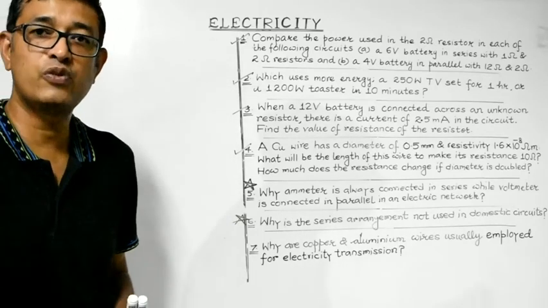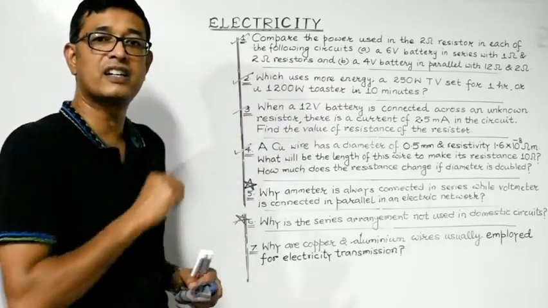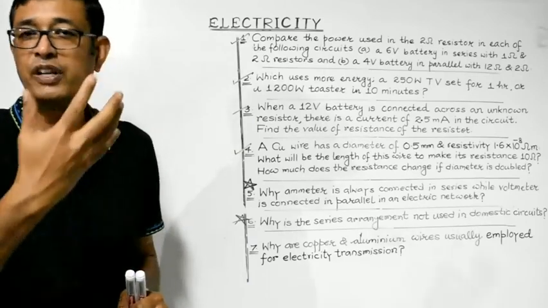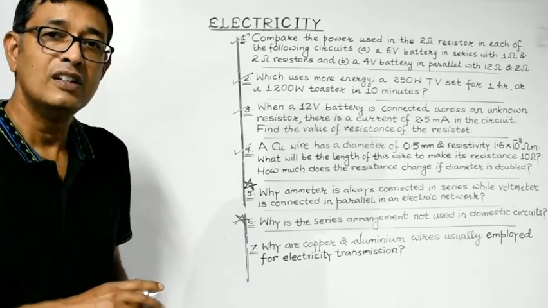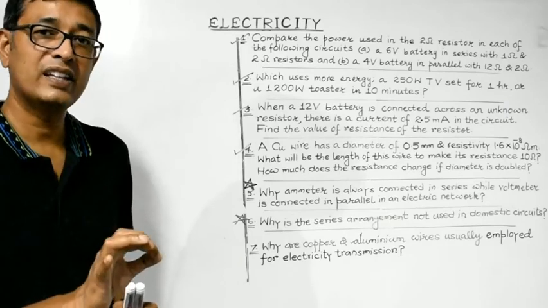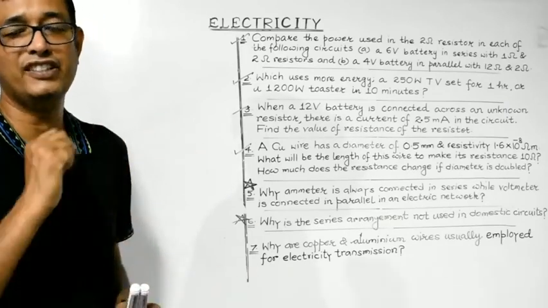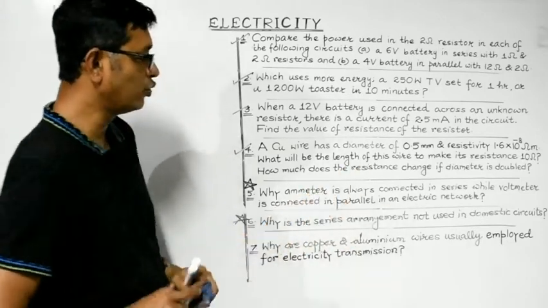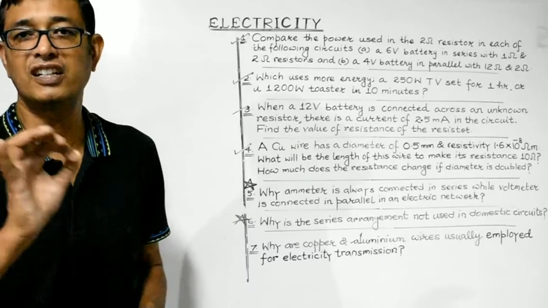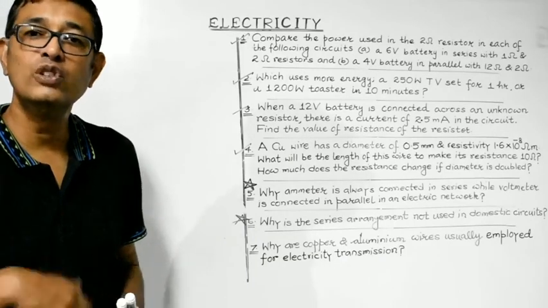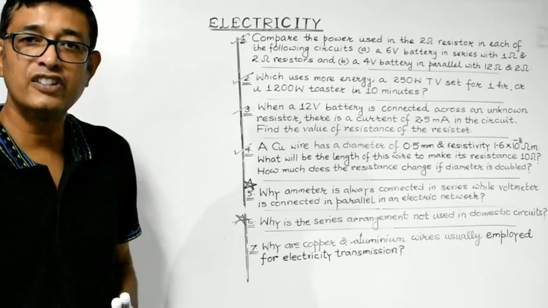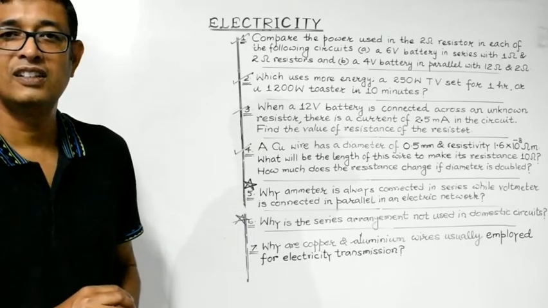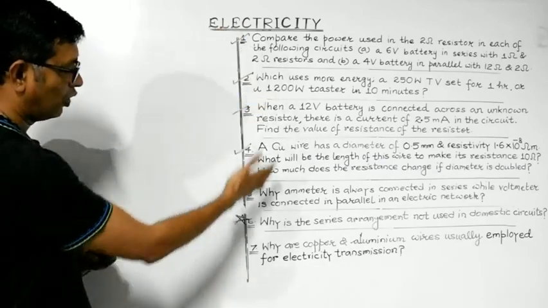If the substances which we are using to transmit electric current have low resistivity or low resistance, then a small amount of heat will be produced, and accordingly a small amount of electrical energy will get wasted in the form of heat. So that is the reason why copper and aluminum wires are usually employed for electricity transmission, so as to reduce the electrical energy loss due to the production of heat. Clear, students? So we have discussed all the 7 questions.